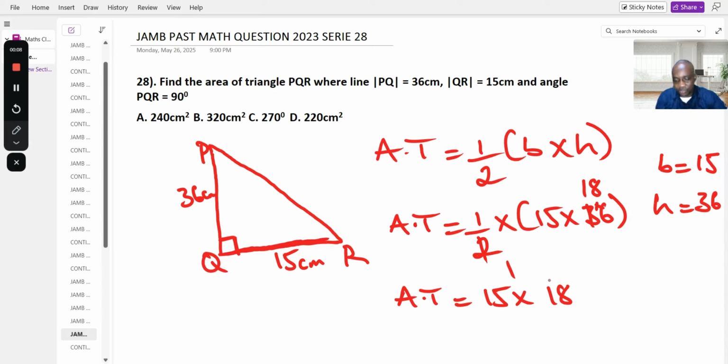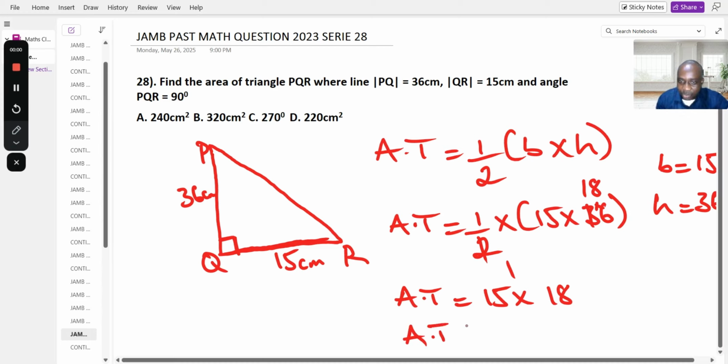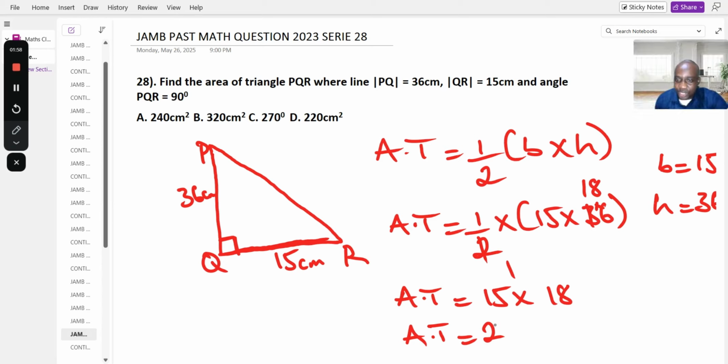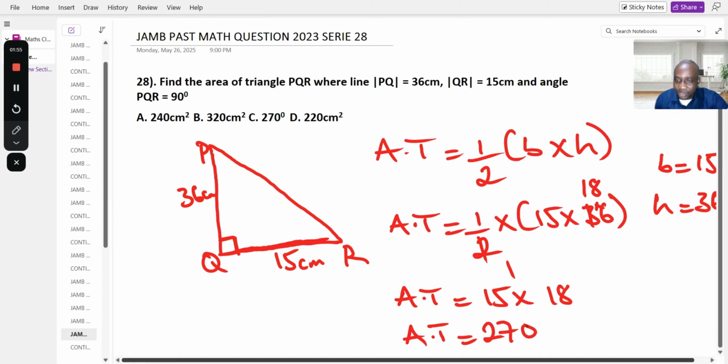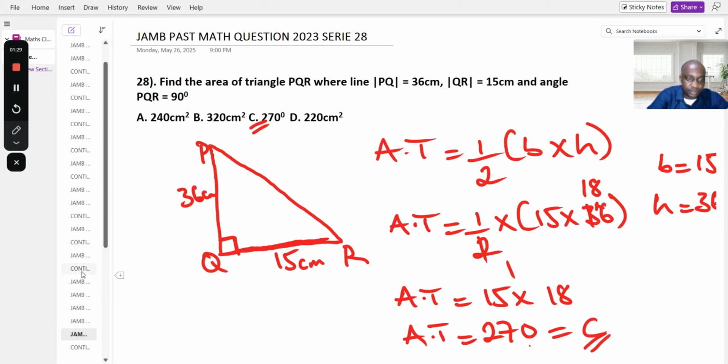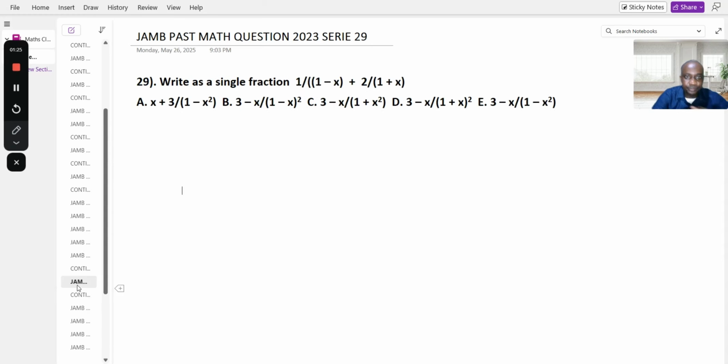Let me use calculator for that so that I will not waste much time. That is going to give us 270. Our final answer will be 270. Do you have 270 there? Yes, which is C. Final answer C. Let's move to the next question.